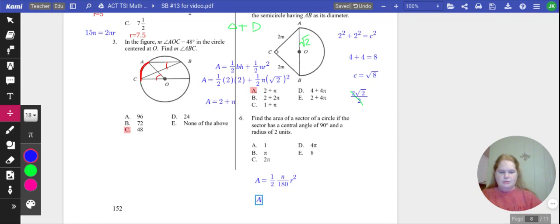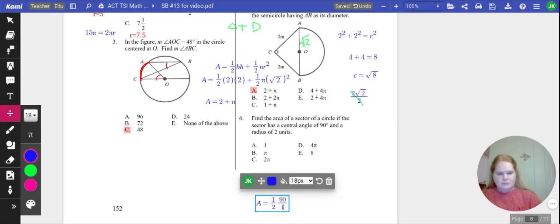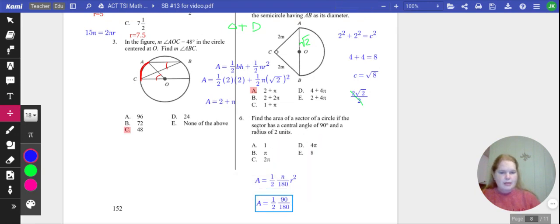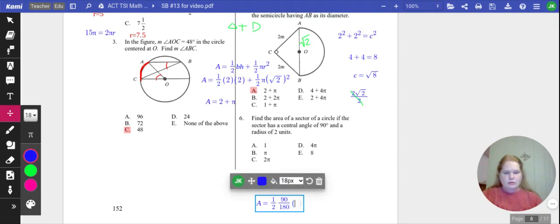in geometry. So area equals a half. N is going to be your angle, which is 90 degrees. So now I'm going to take it times 90 over 180 times R for our radius, and it tells us the radius is 2. So 2 squared, because it says radius squared. Now all you're going to do is type all those numbers in the calculator. 90 over 180 is a half.